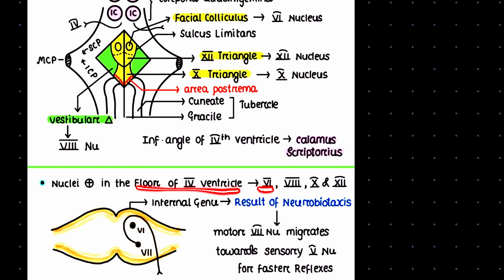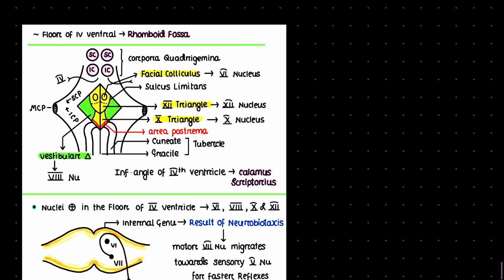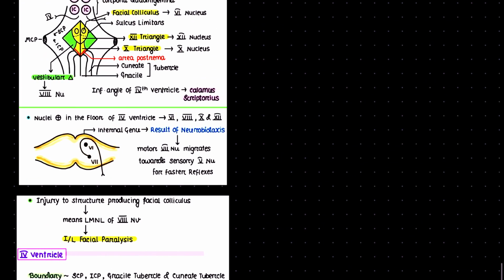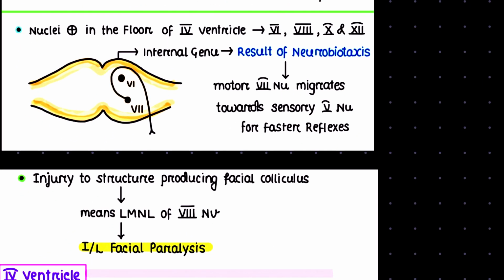Similarly, another nucleus that we have is the 8th cranial nerve nucleus, and similarly we have the 10th and 12th also. Okay, we are clear about these things now. Moving further, if there is a question telling us that there is injury in the facial colliculus, then what will happen? There will be damage or reflex loss in which muscle?